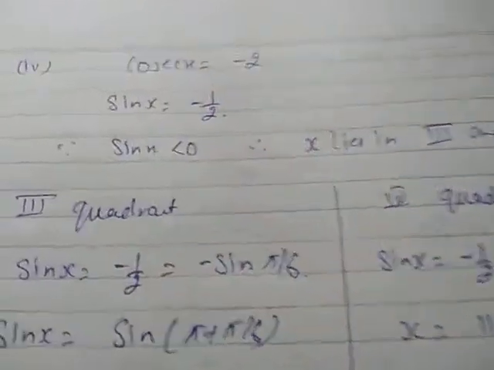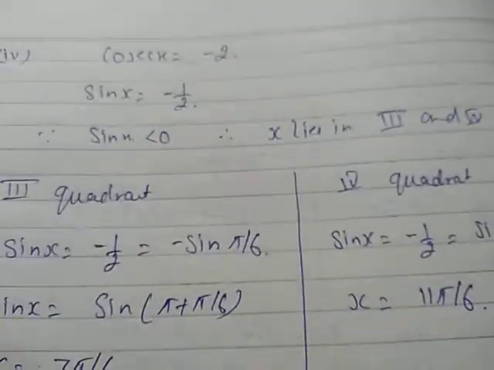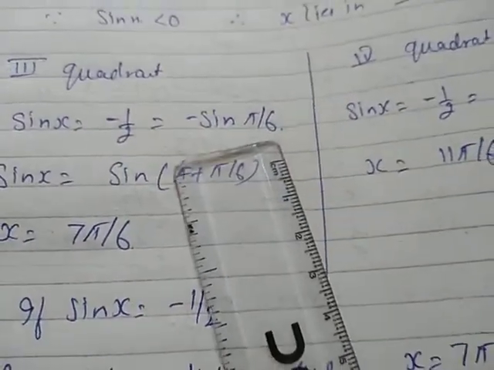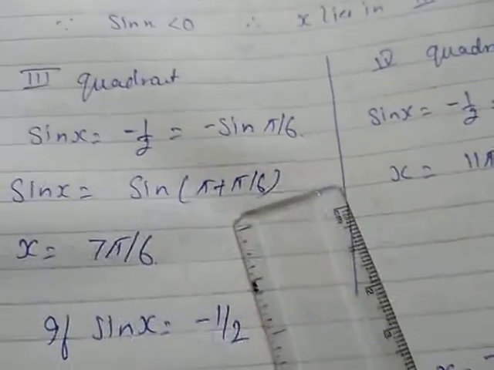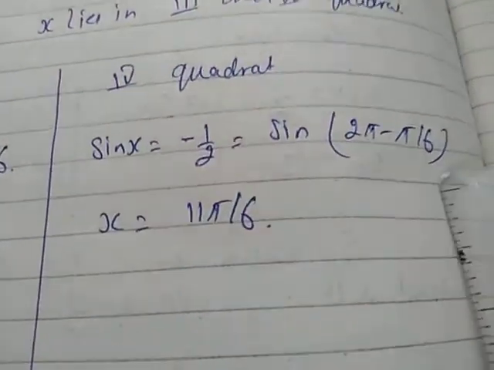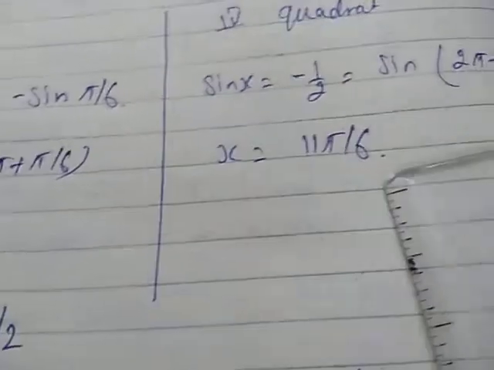cosec x is equal to minus 2. Then sin x is minus 1 by 2. In the same way, sin is less than 0. Therefore, definitely x lies in the third and fourth quadrants. In the third quadrant, sin x is equal to minus 1 by 2, which is minus sin pi by 6. It can be written as pi plus pi by 6. Hence, x is equal to 7 pi by 6. And for the fourth quadrant, it is 2 pi minus pi by 6. X is equal to 11 pi by 6. Therefore, two principal solutions, 7 pi by 6 and 11 pi by 6.